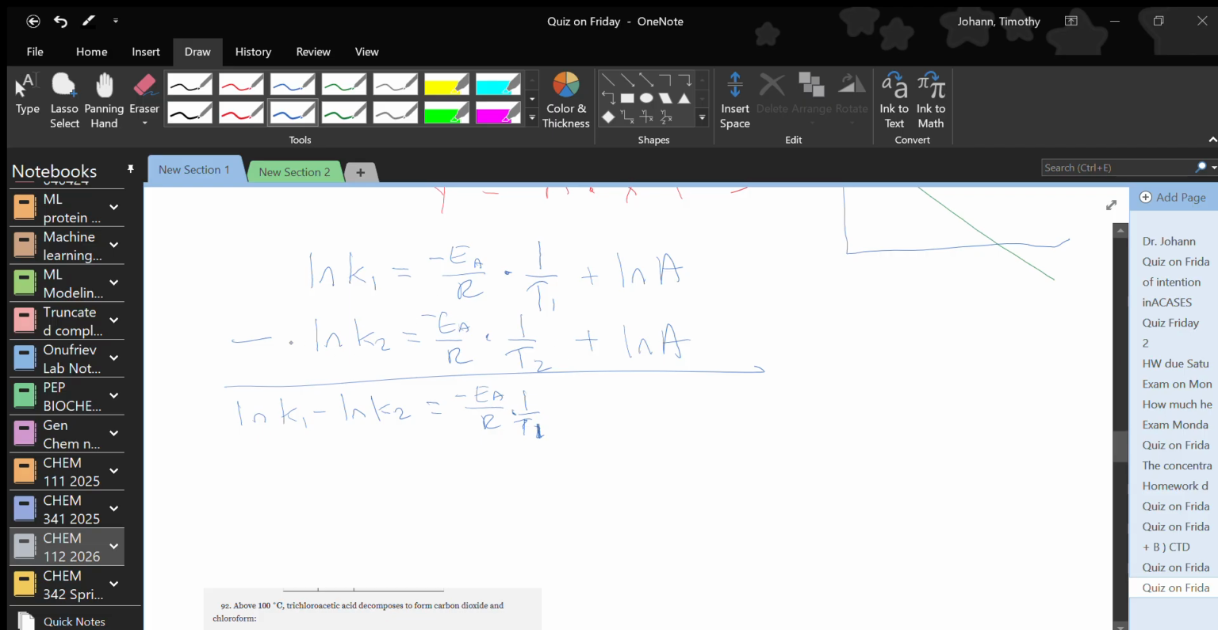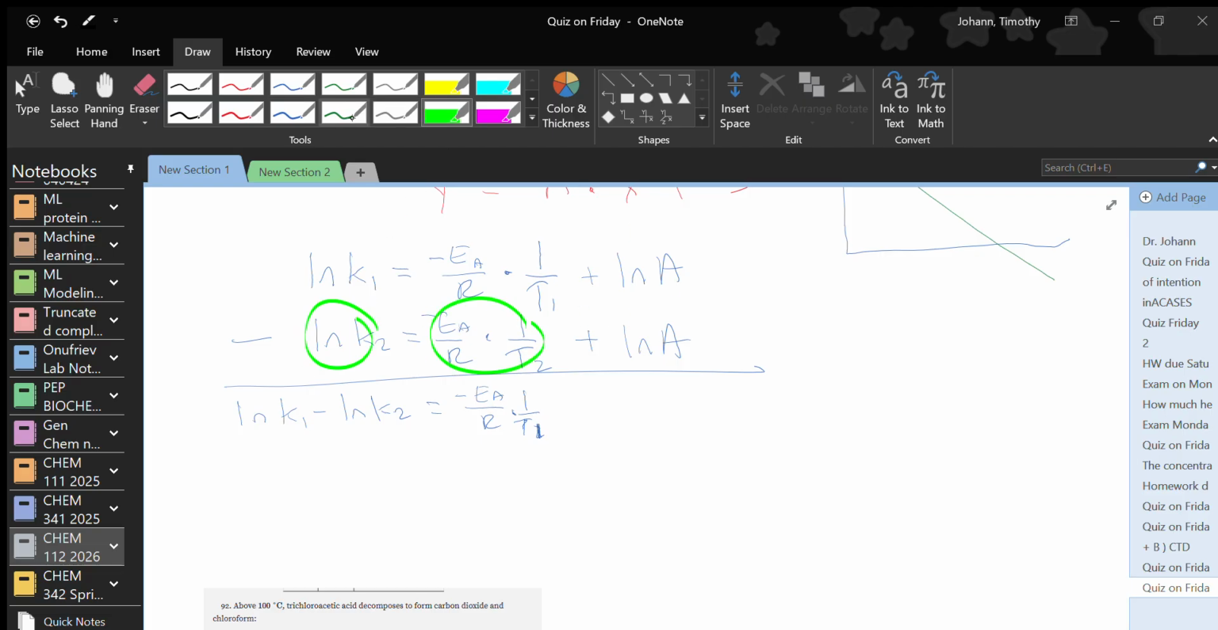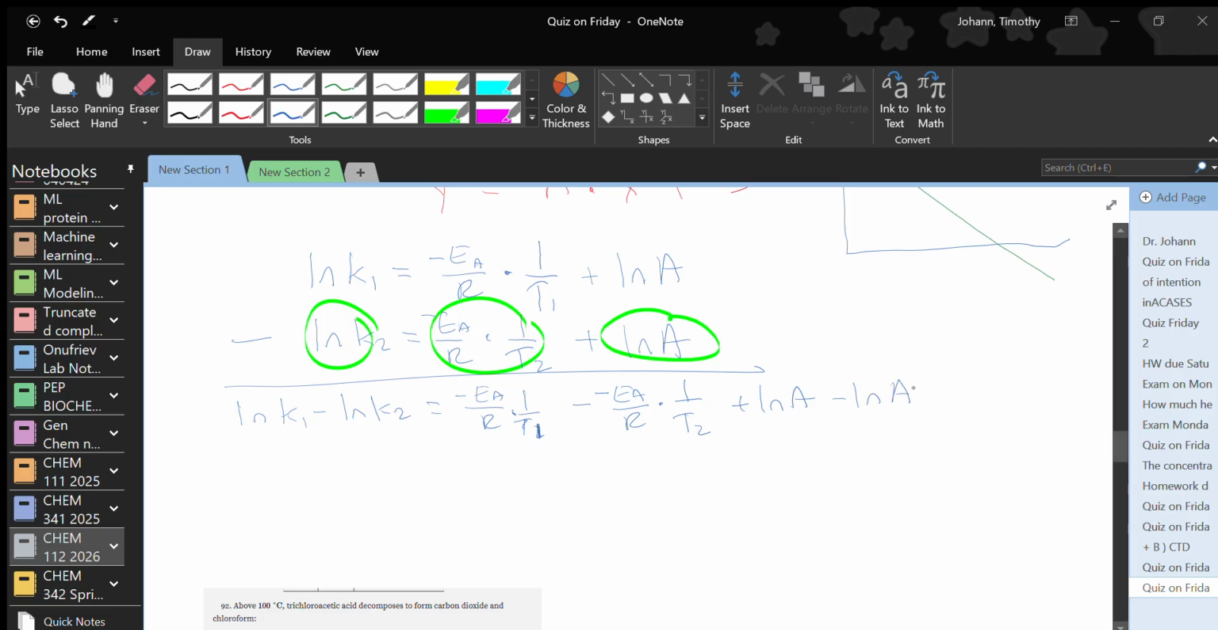I'm subtracting, right? Minus this, minus that. So my next bit is going to be minus EA over R times T2 plus logarithm of A. And then remember, I'm subtracting this one, so we're going to go minus logarithm of A. And now I can simplify doing those log rules we've talked about. Okay, first off, those things cancel, right? Because I've got plus and minus the same thing.